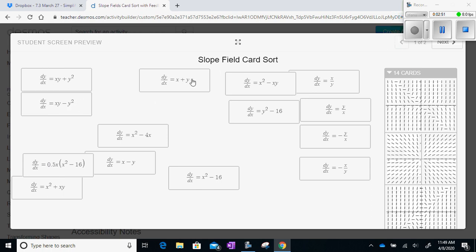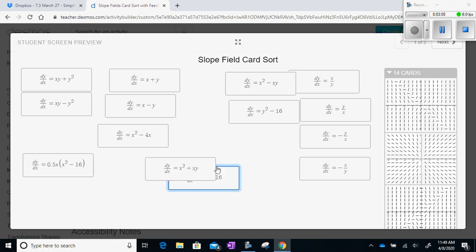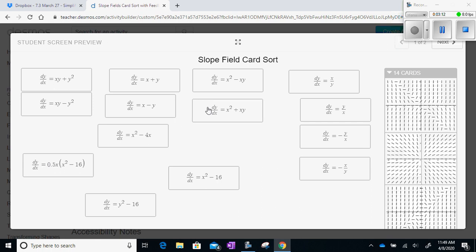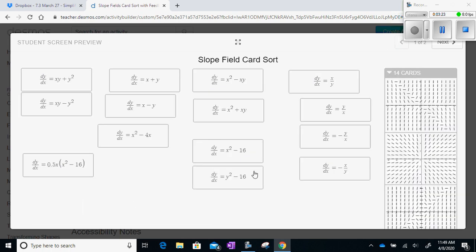I see an x plus y here. Let me see. Yeah, here's an x minus y. I'm going to pull that up in there. Okay, let's see what else. X squared plus xy, x squared minus xy. Those look like each other, don't they? And, oh, here we go. X squared minus 16, x squared plus, oh, let me see. Nope. Y squared minus 16. Put those next to each other.